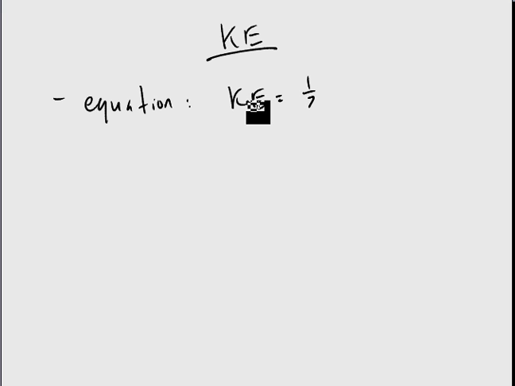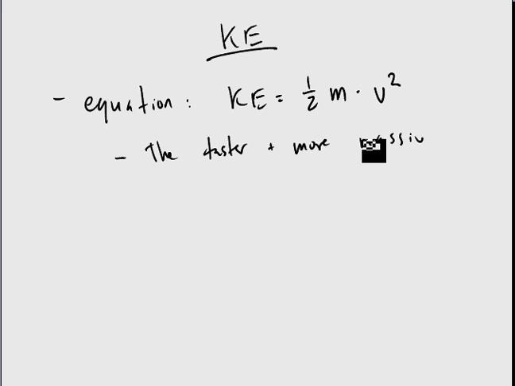Some things to note about kinetic energy: we can calculate it, and the equation is kinetic energy equals 1/2 mass times velocity squared. And from this we can see that the faster and more massive an object is, the higher the kinetic energy.